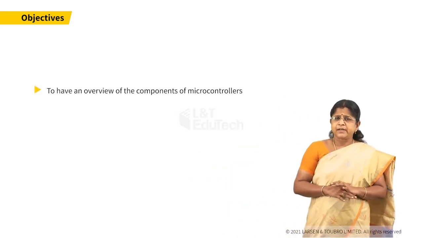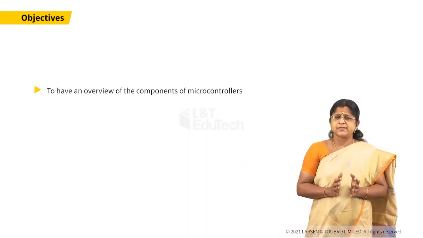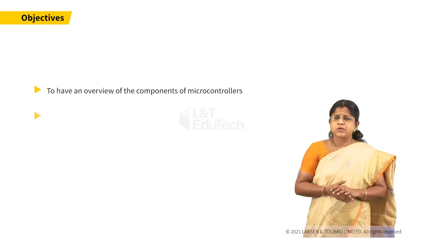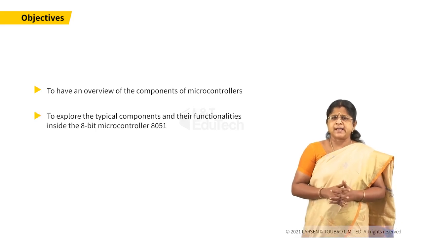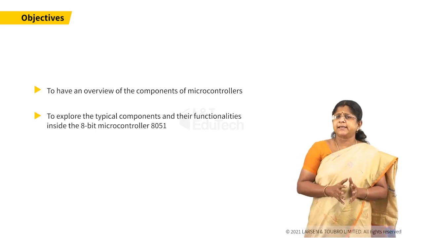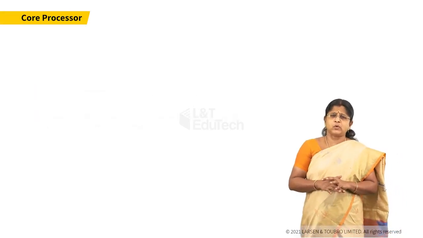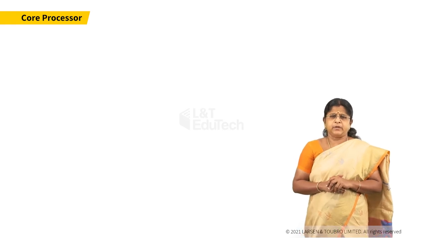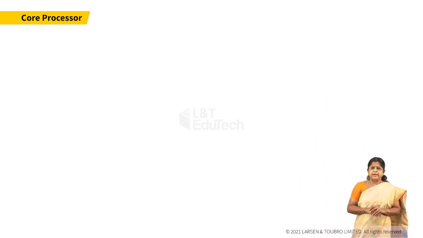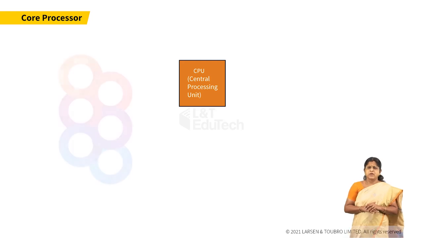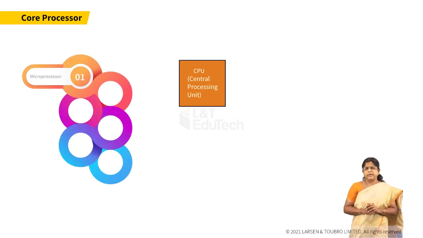The objectives of this session are to have an overview of the components of microcontrollers, then to explore the typical components and their functionalities inside the 8-bit microcontroller. Let us see the major components and their roles in an 8-bit microcontroller. The very first component is the microprocessor, a major component for computing, controlling and triggering every operation in microcontrollers.